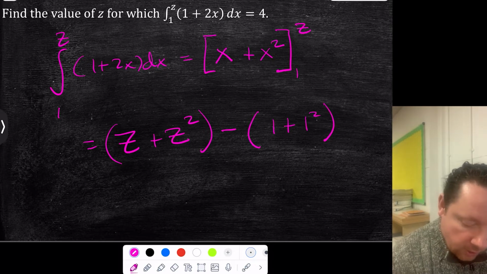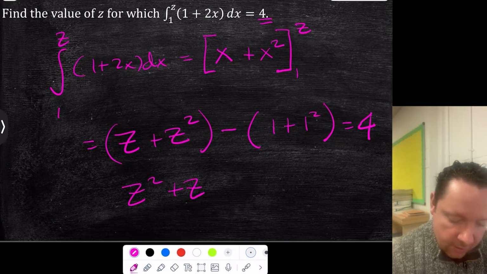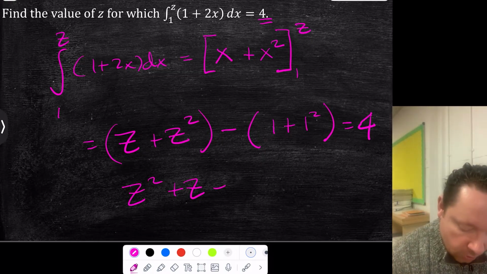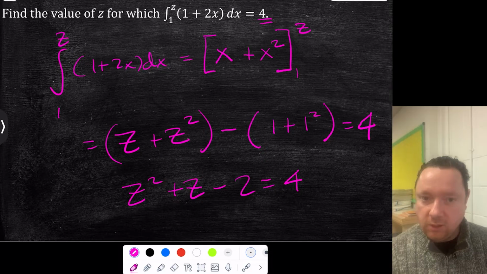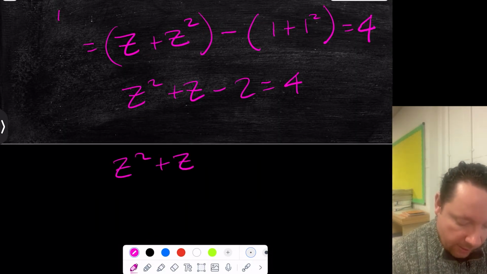But it tells us in the question that equals 4, so we just write equals 4 at the side. So that gives me z squared plus z for this bracket. 1 squared plus 1, that's 1 plus 1 is 2. Take away 2 equals 4. Oh, we've suddenly got a quadratic to solve, so make it equal to 0. So that gives me z squared plus z minus 6 equals 0.